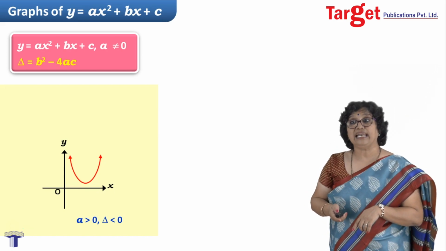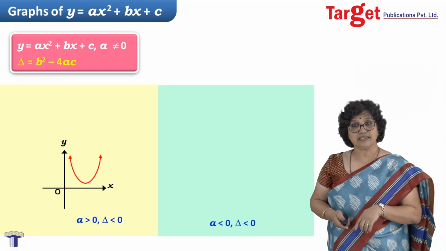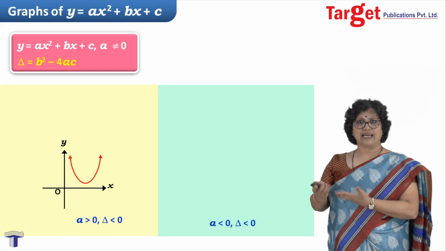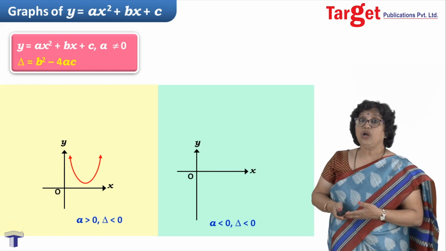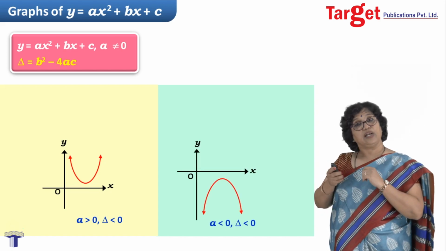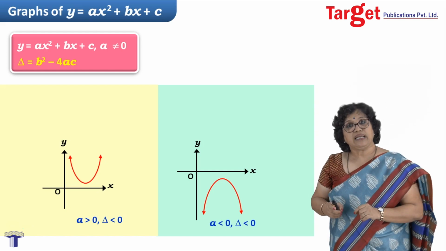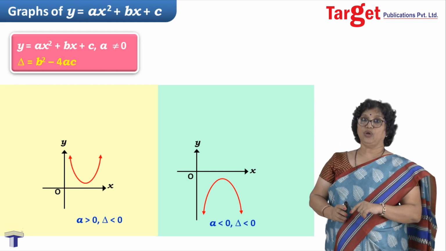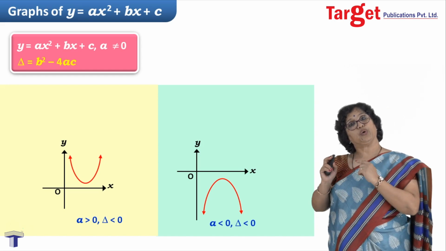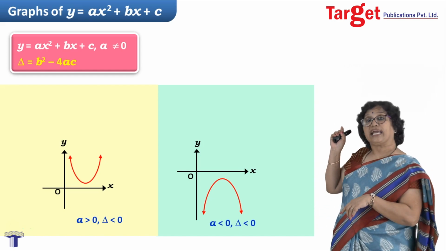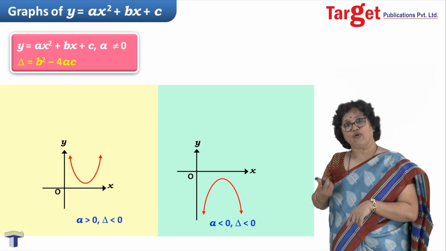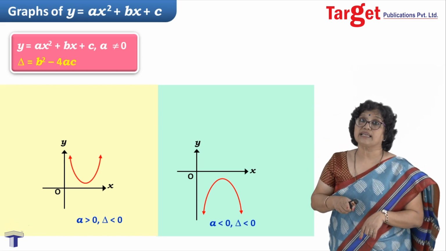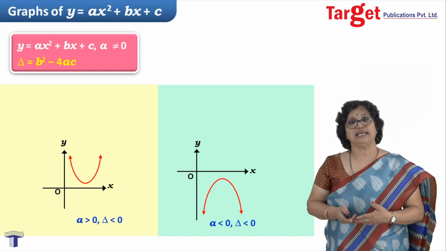If I take a less than 0, that would be my last case. And of course, still delta is less than 0. I draw x-axis, y-axis. I will find the curve totally below the x-axis and opening downwards. Opening downwards because of a less than 0. Not meeting the x-axis due to delta less than 0. One case before that, we have seen a greater than 0, graph opening upwards, but not meeting the x-axis due to the fact delta less than 0.